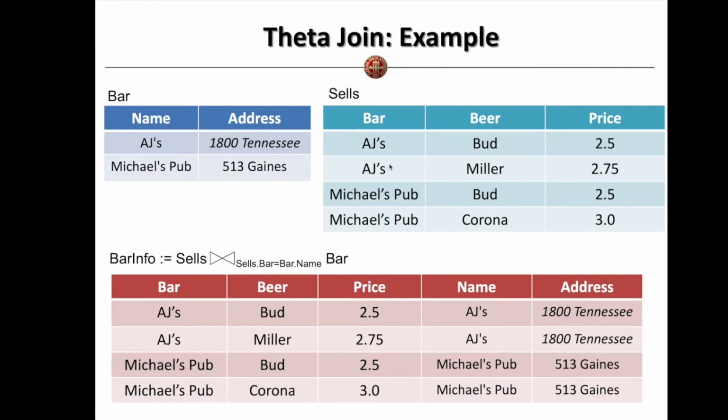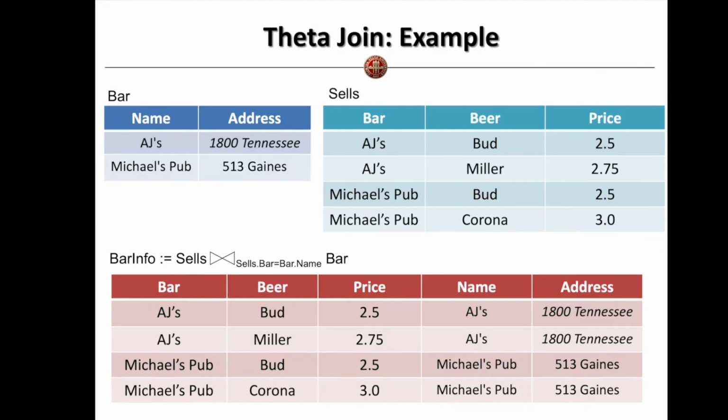And then we have a theta join query. We want to calculate sales theta join bar with the condition sales.bar equals bar.name. In other words, we want to join the two tables together and also select the tuples with this bar name matching the sales bar name here.